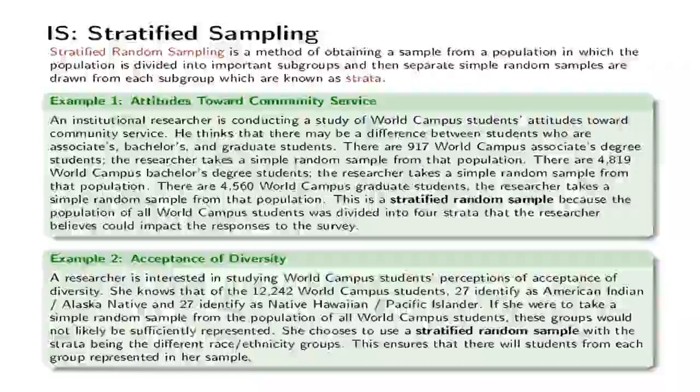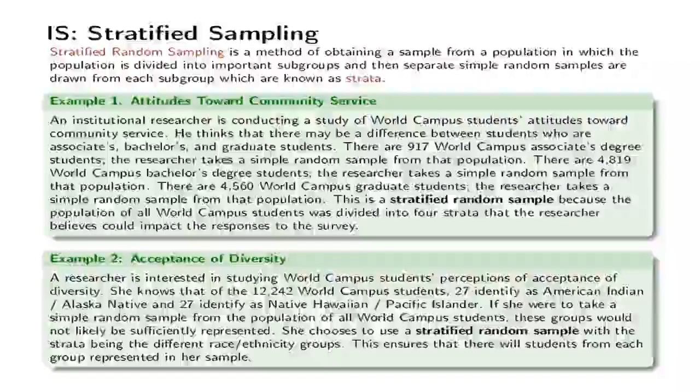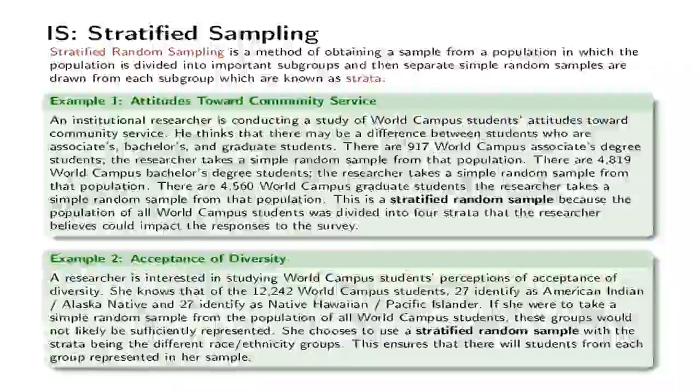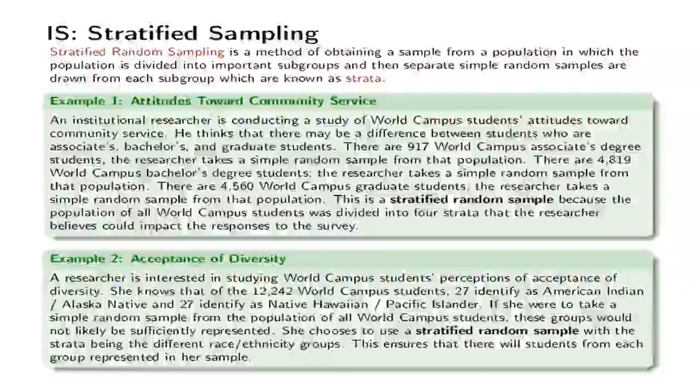So the first example is attitudes toward community service. An institutional researcher is conducting a study of World Campus students' attitudes towards community service. He thinks that there may be a difference between students who are associates, bachelors, and graduate students. There are 917 World Campus Associate degree students. The researcher takes a simple random sample from that population.